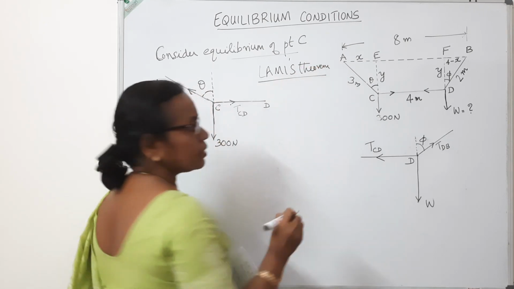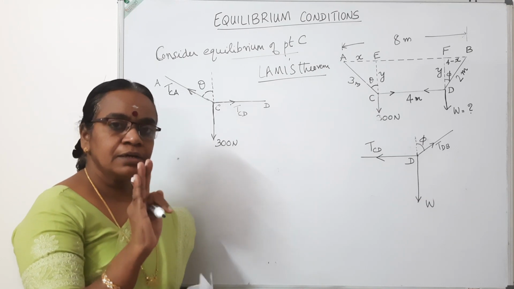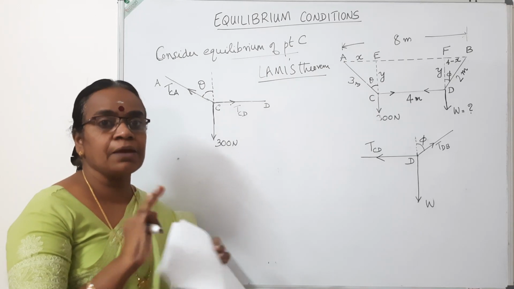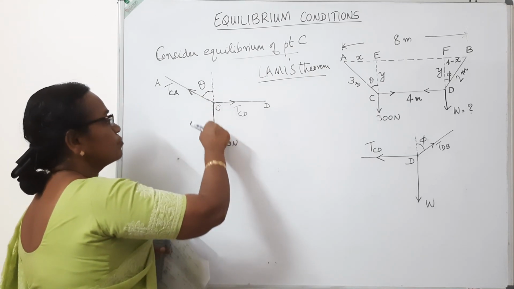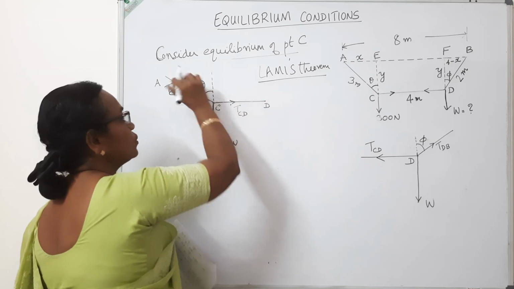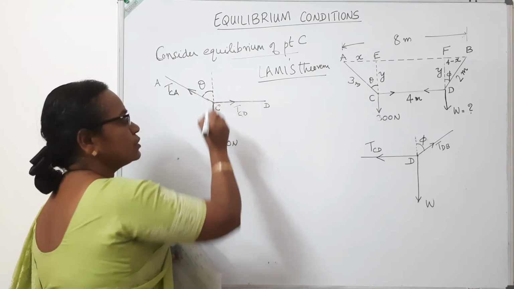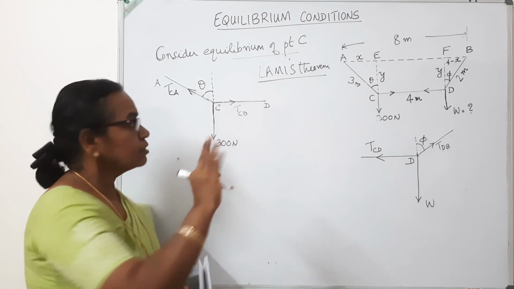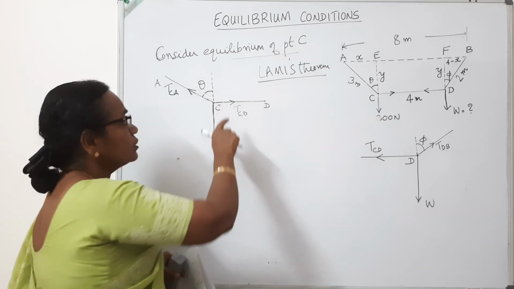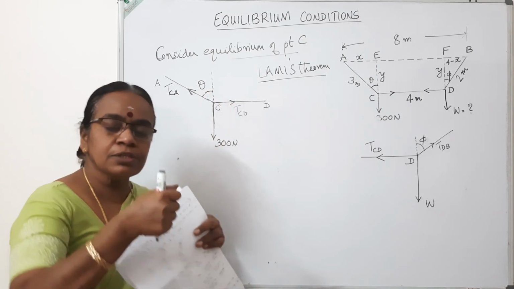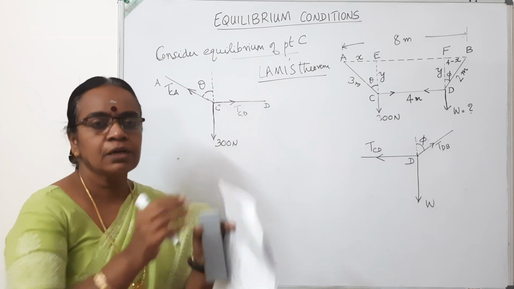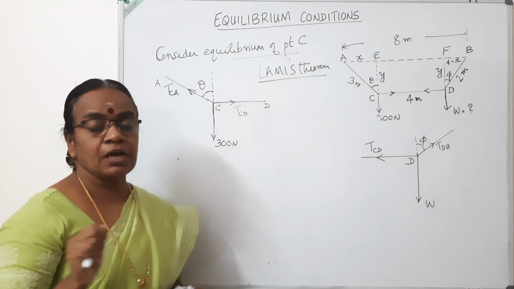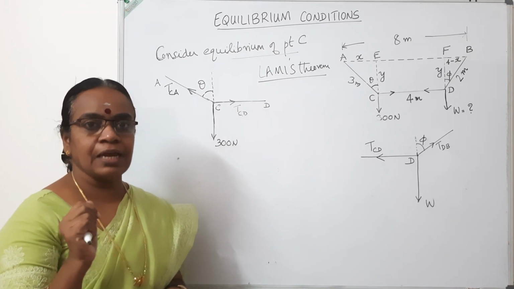Lami's theorem is applicable only if three forces are acting at a joint and all three forces must be in the same direction. All three forces should be acting away from the joint, keeping the joint in equilibrium. The two conditions are: three forces acting at a joint, and all three forces away from the joint. Either all the forces should be away from the joint or all should be acting towards the joint. If the three concurrent forces, taken in order, have the same directions, then we can apply Lami's theorem.